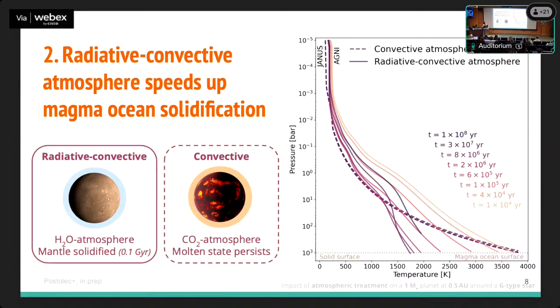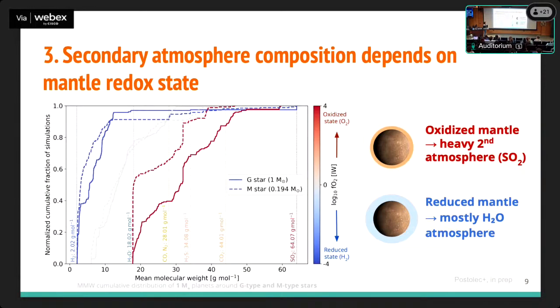After this, I wanted to investigate a wide parameter space, and that's what I did here. I ran 2000 simulations varying the initial volatile budget, the semi-major axis of the planet in the system, and the stellar type also. I wanted to see if I could find some trends in this exploration of the parameter space. What I'm showing here is a cumulative distribution of the final mean molecular weight of the simulated atmosphere at the end of the simulation.